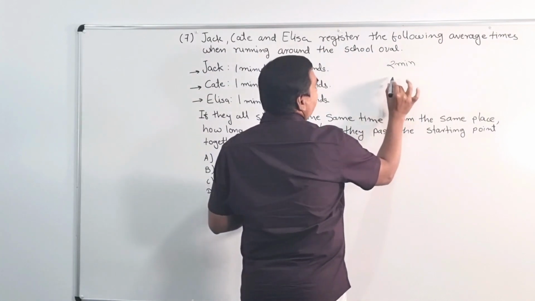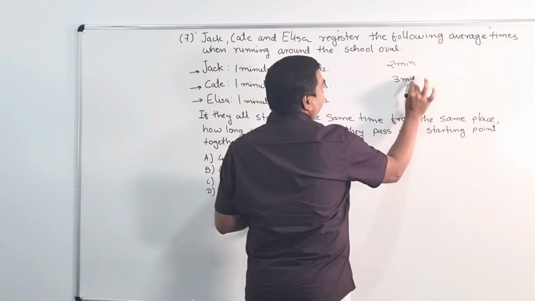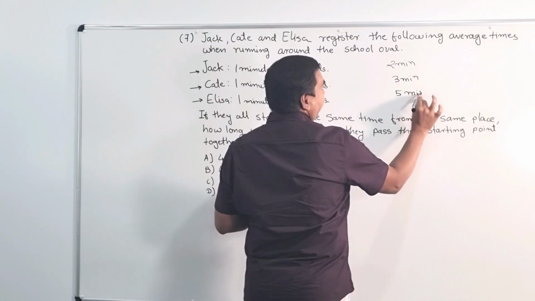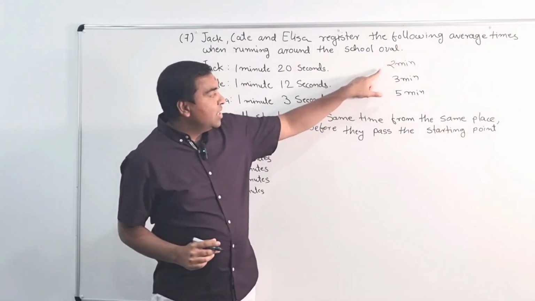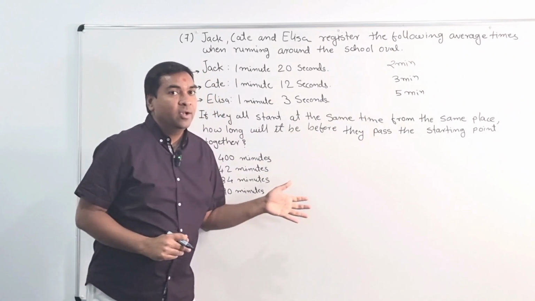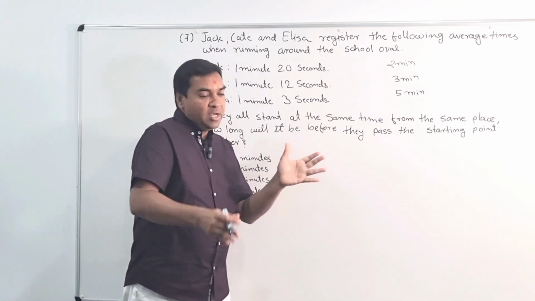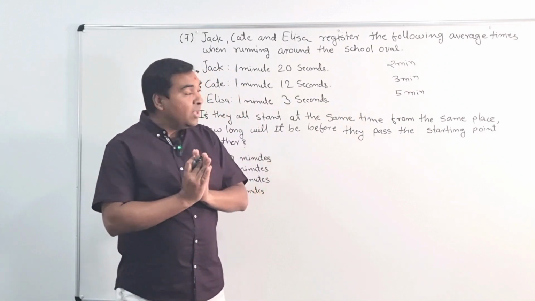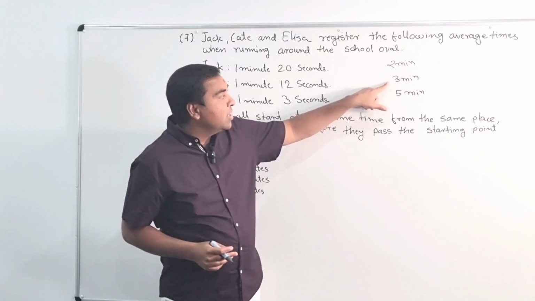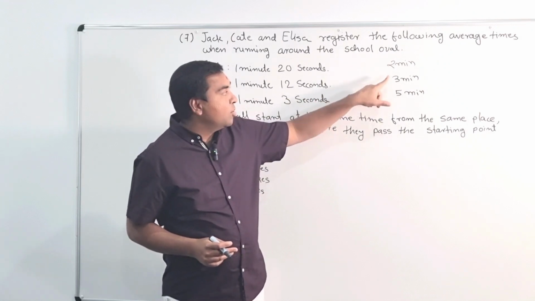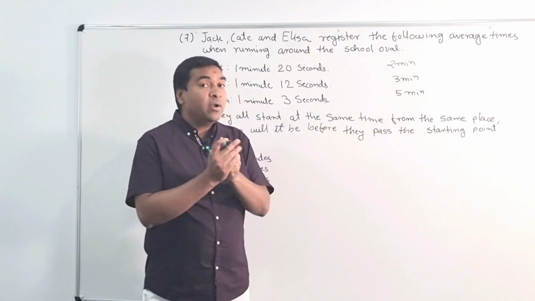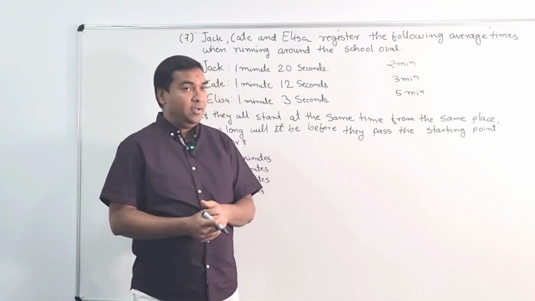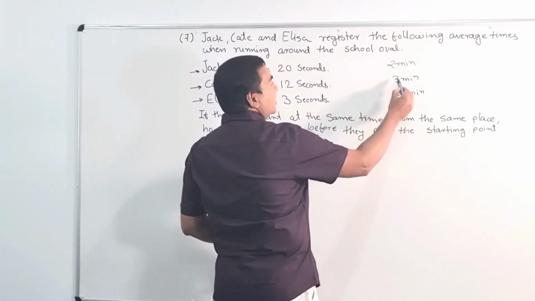If Kate is taking 3 minutes, and Elisa is taking, let's say, 5 minutes, and they all start together, then after how many minutes, if they keep on running, will they all be together? For that, guys, I'm going to take the lowest common multiple. So the lowest common multiple of 2, 3, and 5. I'm going to find a number which comes in the table of 2, 3, and 5 all.